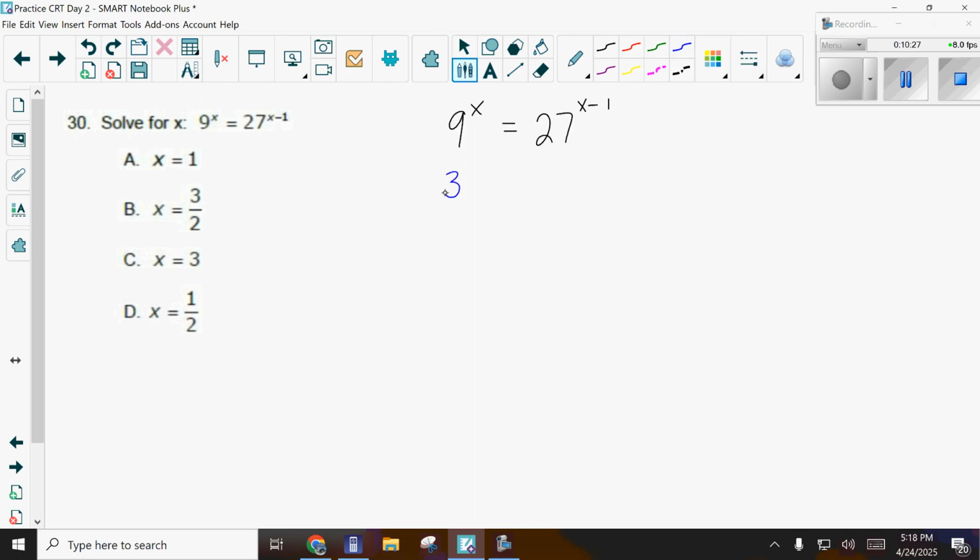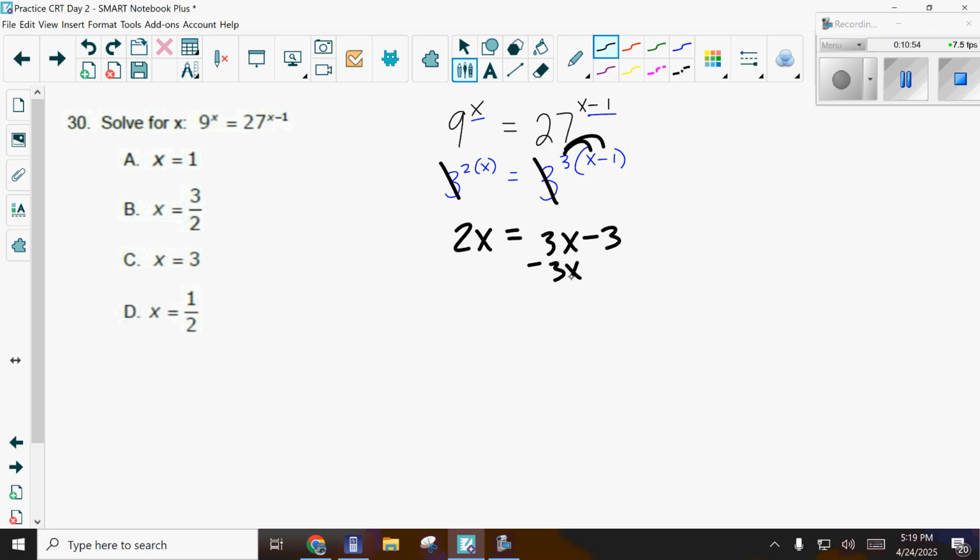The small one would be 3 to the second power, and there's already an x there, so I'll just put it in parentheses. 27 would be 3 to the third power, and then I'll put the x minus 1 in parentheses. So if it has stuff already in the exponent, you can just put it in parentheses. The reason we do this is because once the bases match, you can get rid of them. So now we're just solving this, and I'll simplify that. I'll distribute it. So 3x minus 3.